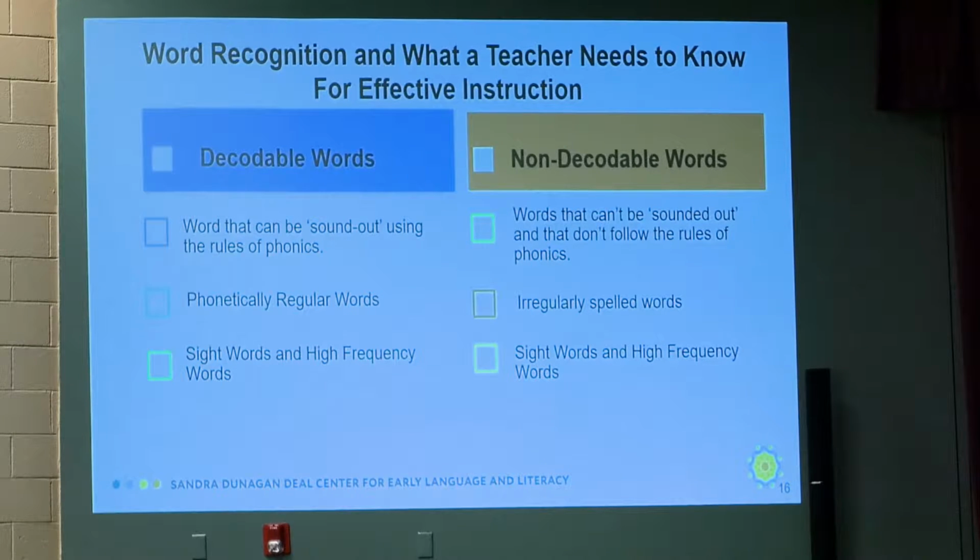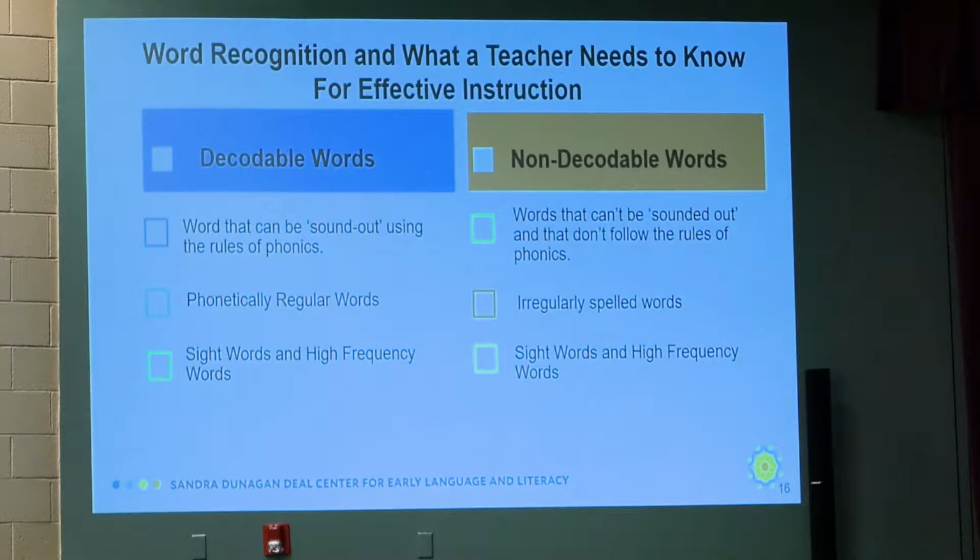Now, when I say sound out, what do I really mean? Decoded. Words that can be decoded, right? That is a decodable word. They are phonetically regular. The sounds that you hear in the word are very close to the sounds you hear when you use your letter sound recognition and blend those sounds together, and you are able to get to the end of the word and read it. Sight words and high-frequency words can be both.